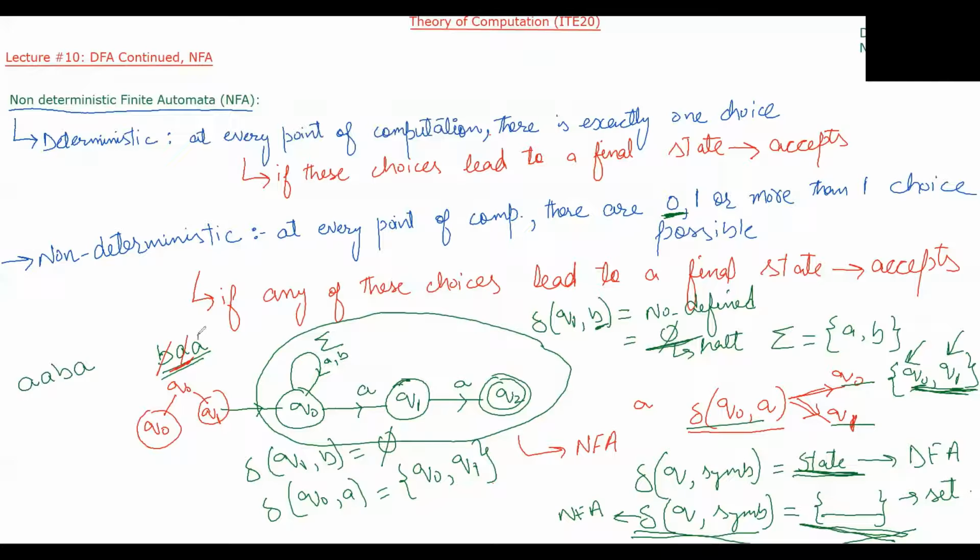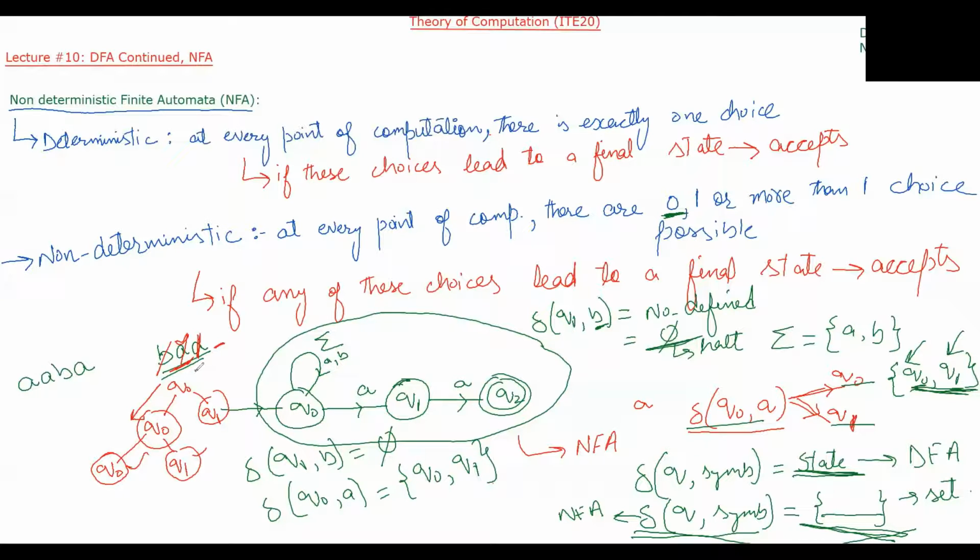Now another A. Let's suppose on the initial A it has gone to Q0. Then another A comes. Then again we have two choices, Q0 and Q1. Is there any other symbol? No. That means if it follows this particular path, the final state may be either Q0 or Q1.